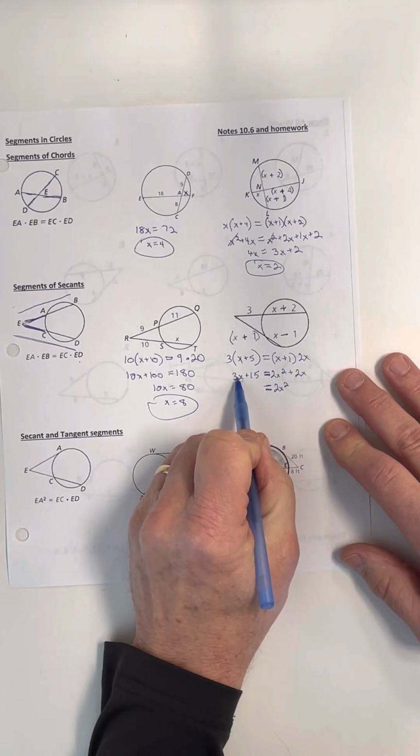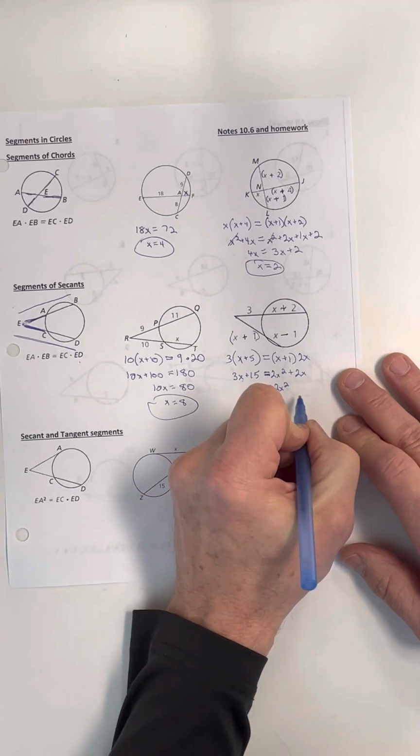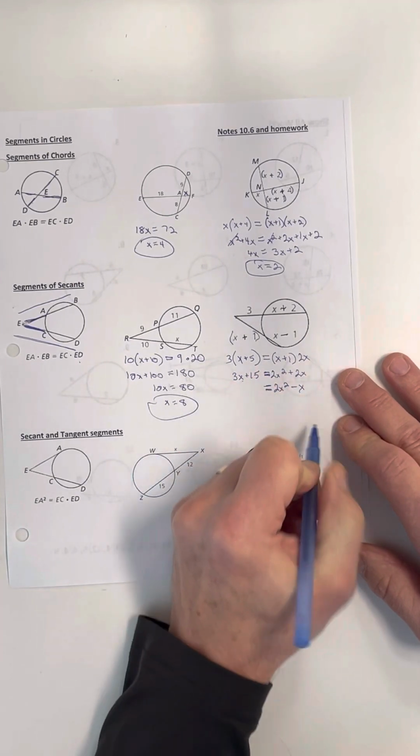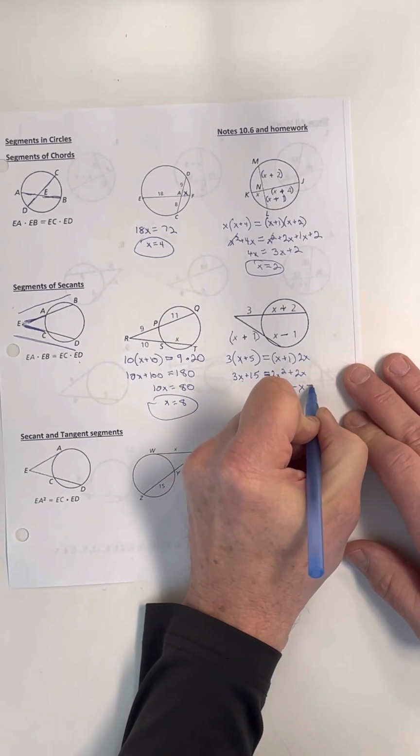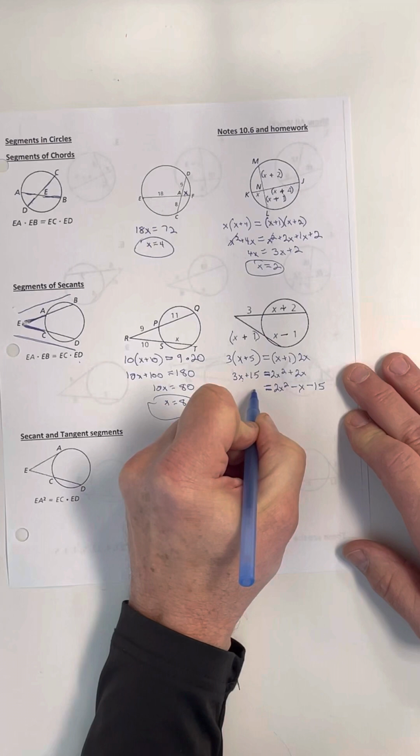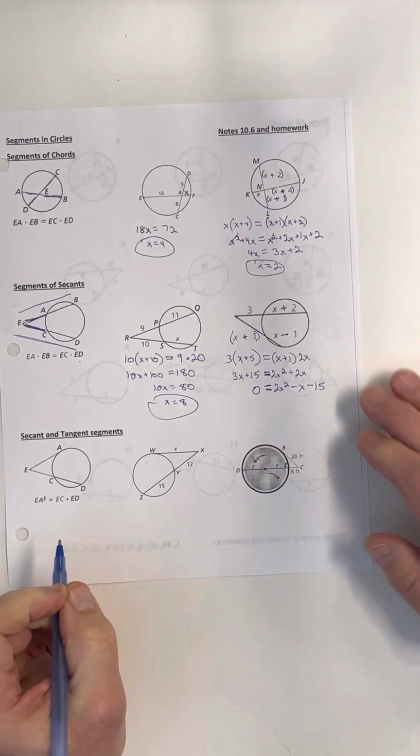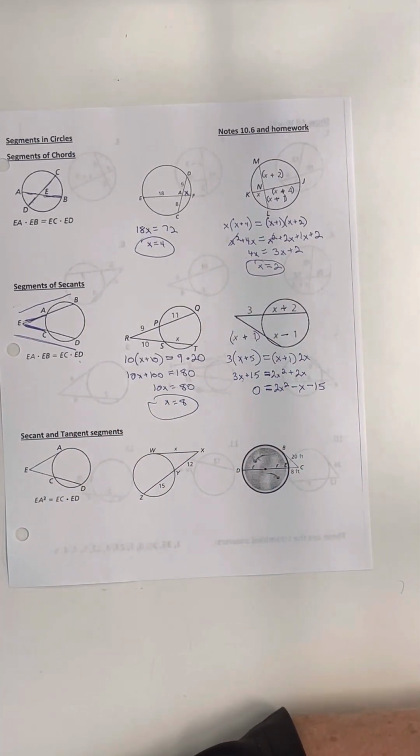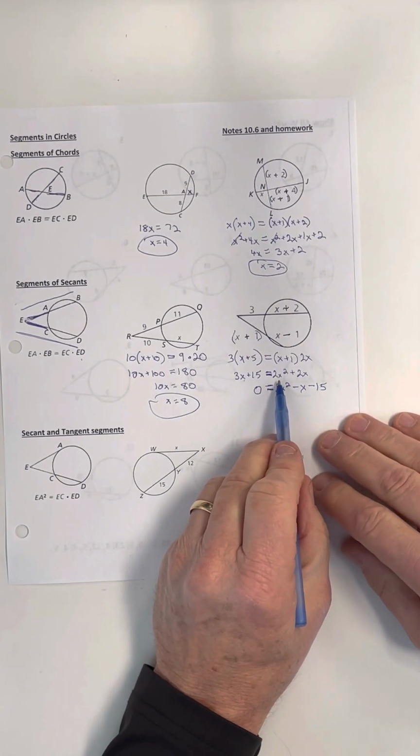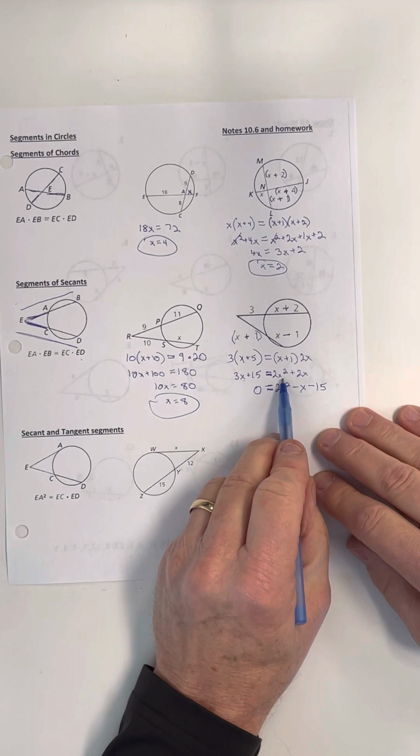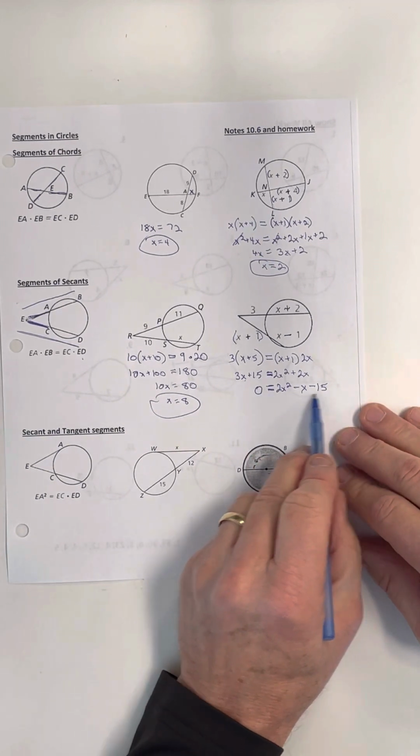Move the 3x to this side by subtracting 3x. 2x minus 3x is negative 1x. Move the 15 to the back, make it minus 15, and set the equation equal to 0. So if you can't remember this, then you need to refer back to your algebra skills. When solving a quadratic equation, you have to set it equal to 0 and then factor this.